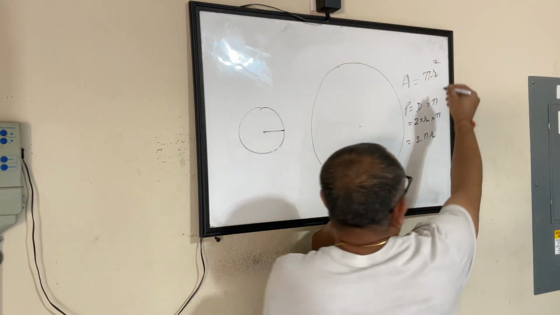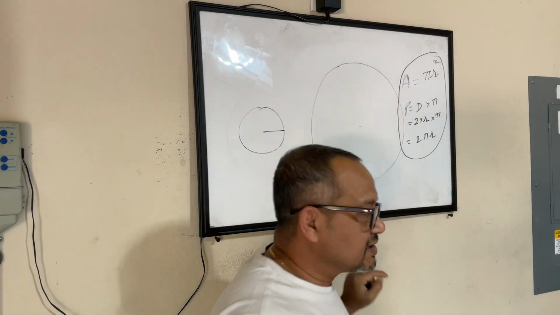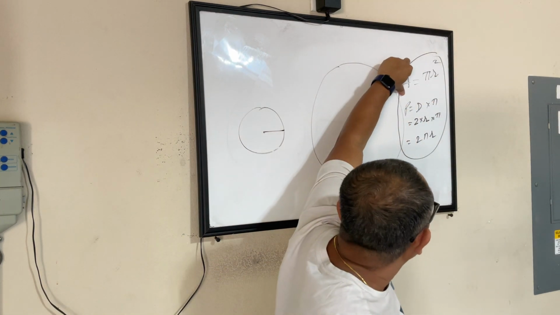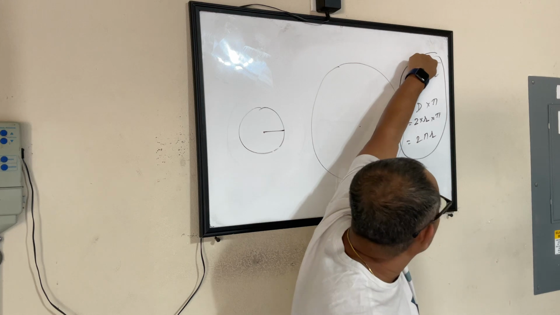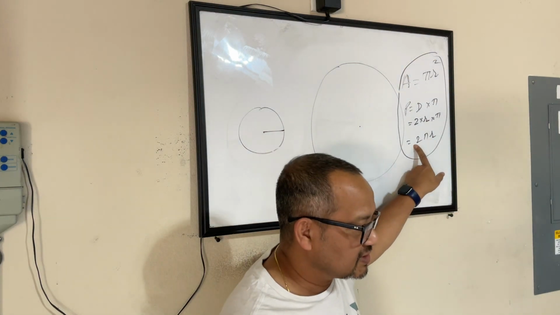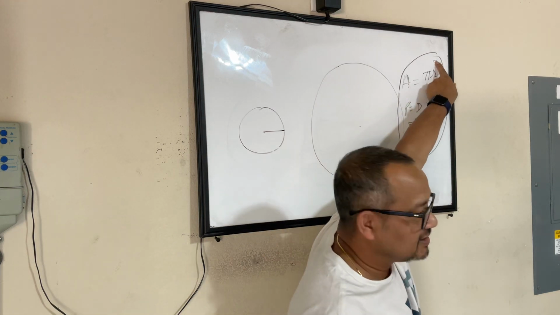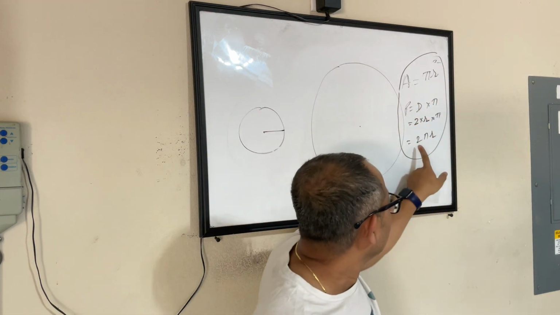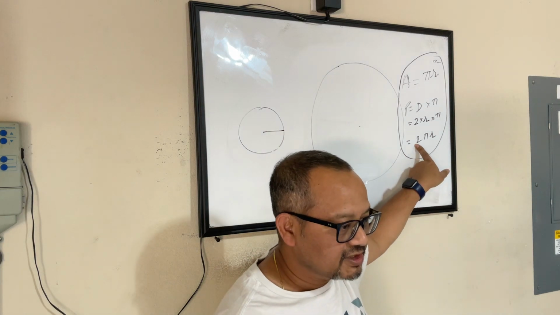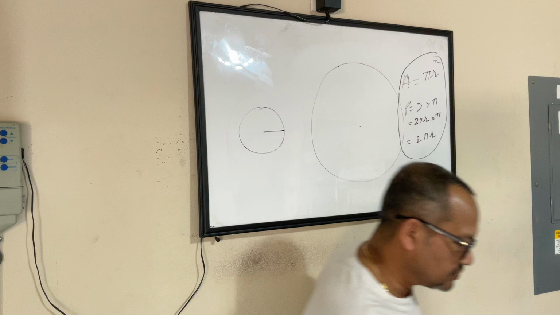So here is a very useless tip: if you are talking about area, the 2 goes here. If you are talking about the perimeter, 2 comes as a multiplier of this. So pi r remains in the center. If you are talking about area, it goes here. If you talk about perimeter, 2 comes here. That's one dirty method of memorizing the formula if you want to.